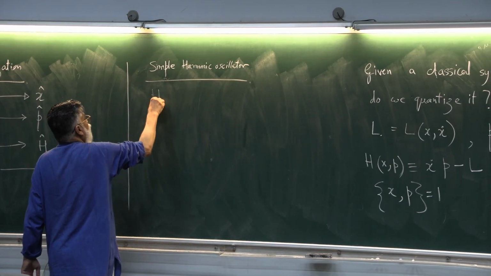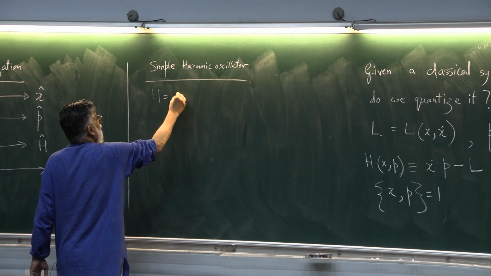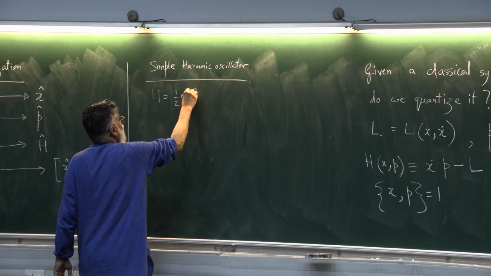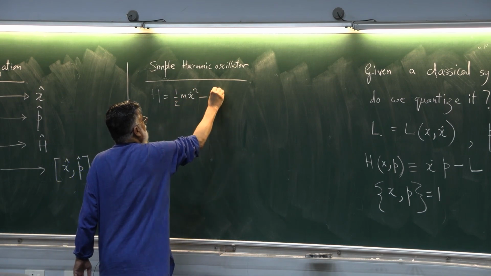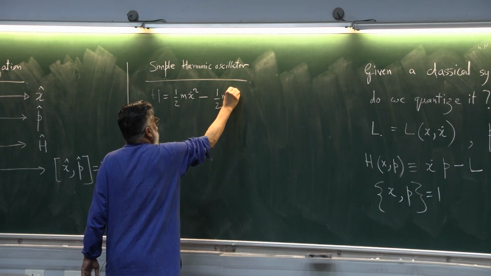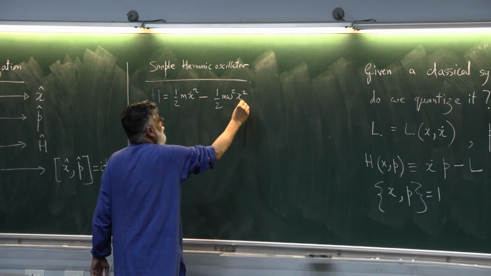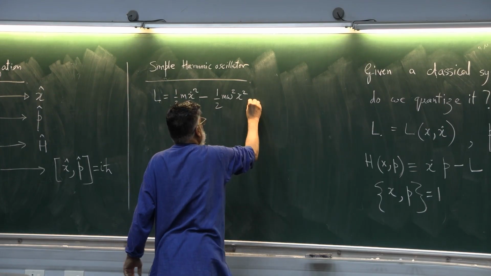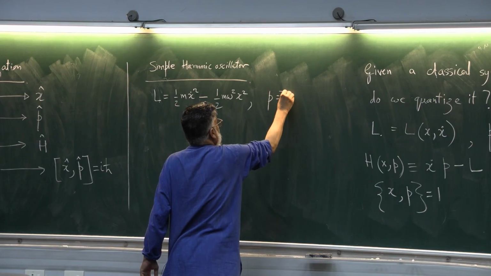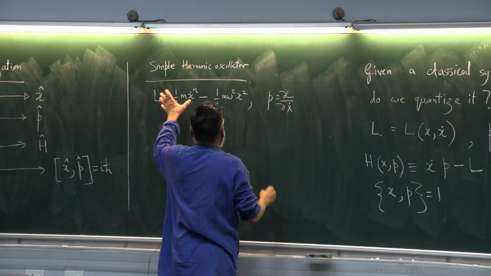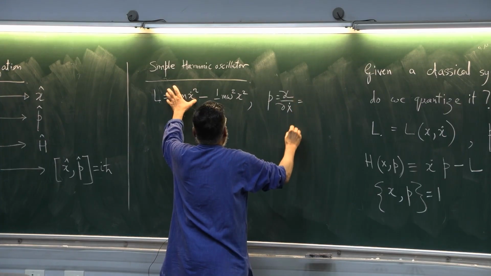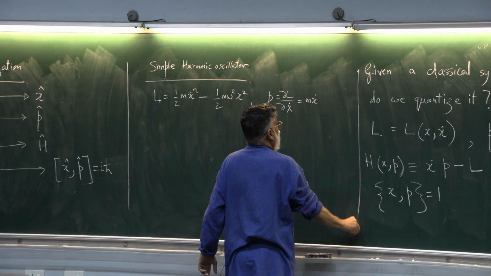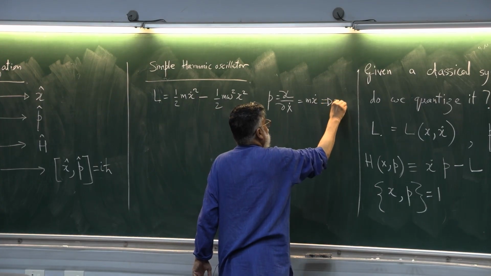So we know that for a simple harmonic oscillator, your kinetic energy is half m x dot square, potential energy is minus half m omega square x square. So this immediately tells me, using this formalism, this is your L. This immediately tells me that P, which is del L by del x dot, from this term, you can see is nothing but m x dot, which implies x dot is P by m.